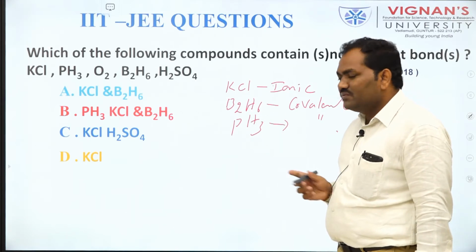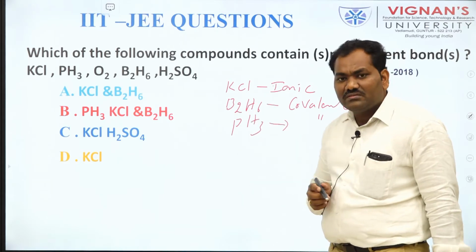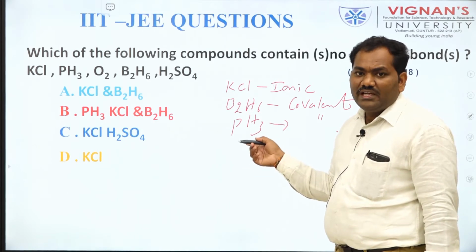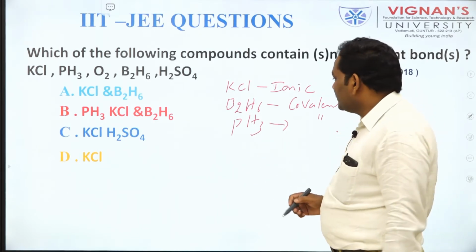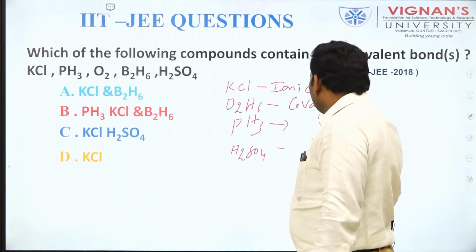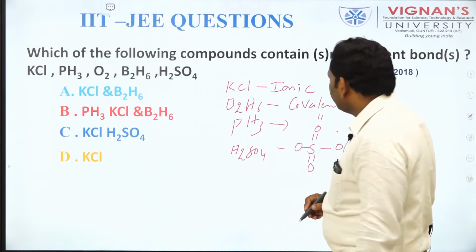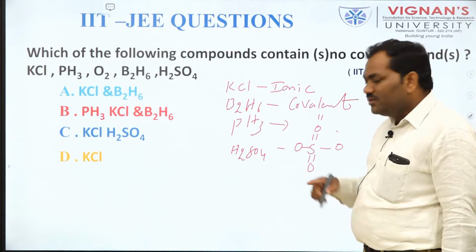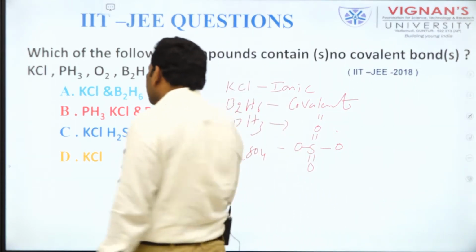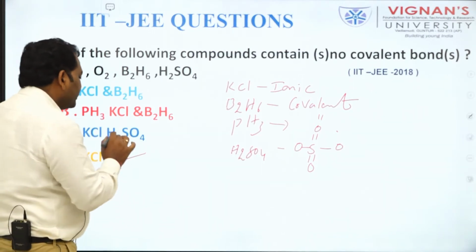In the case of H2SO4, the bonds between the oxygens and sulfur are covalent bonds. Here also electrons are mutually shared, so it is also considered a covalent bond. In the fourth option only KCl is present, so this is the correct option. This bond is not a covalent bond.